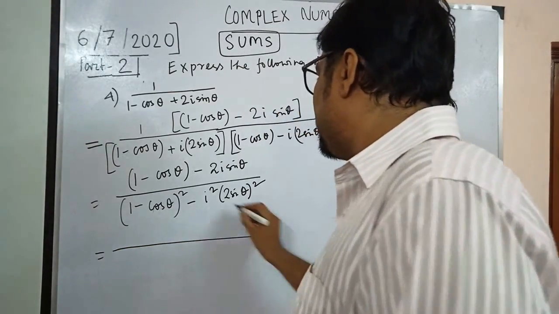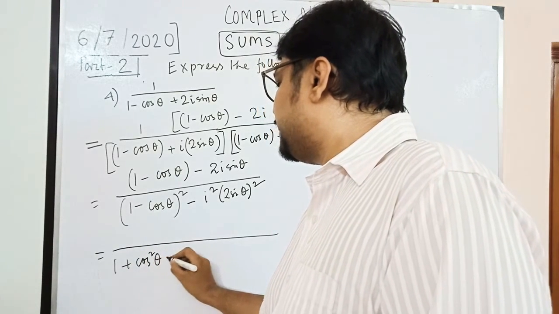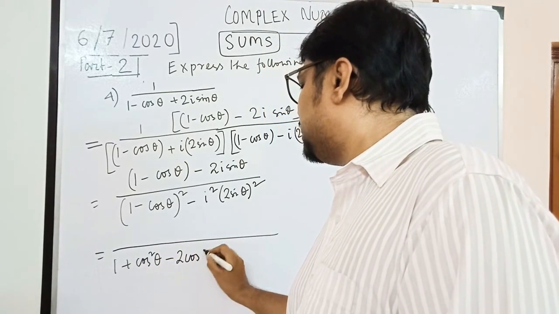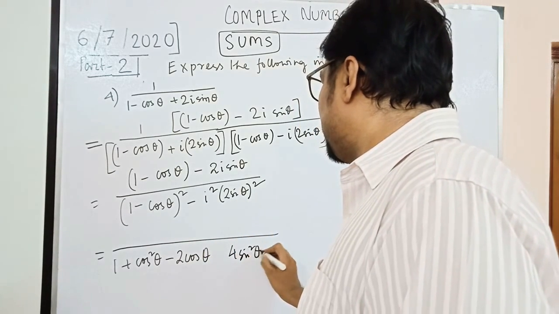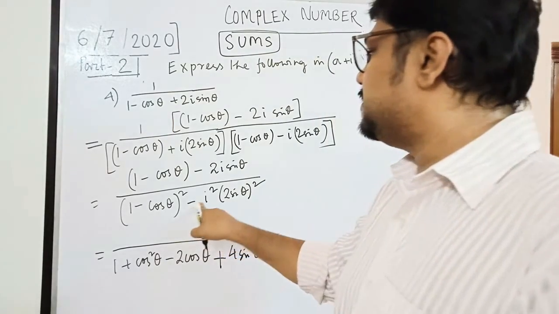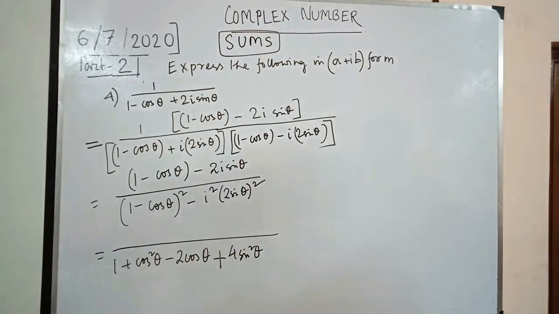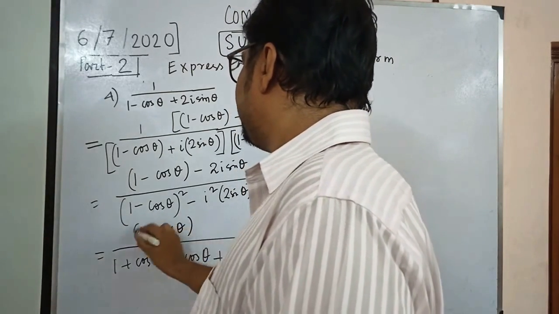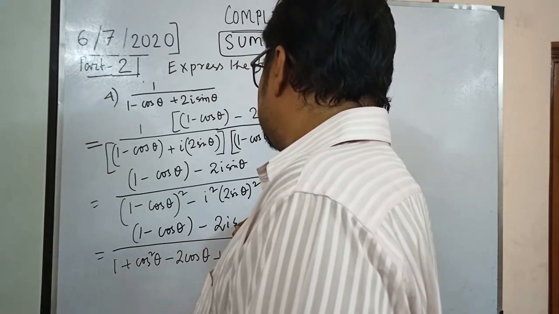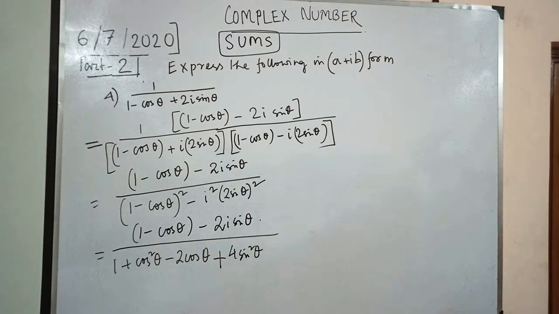So when you get a plus 1, we expand this: 1 plus cos square theta minus 2 cos theta, and this becomes 4 sine square theta, and a plus. Why plus? Because this becomes minus 1, so it becomes a plus. And the numerator is still the same, 1 minus cos theta minus 2i sine theta. So now you can simplify the denominator a little.